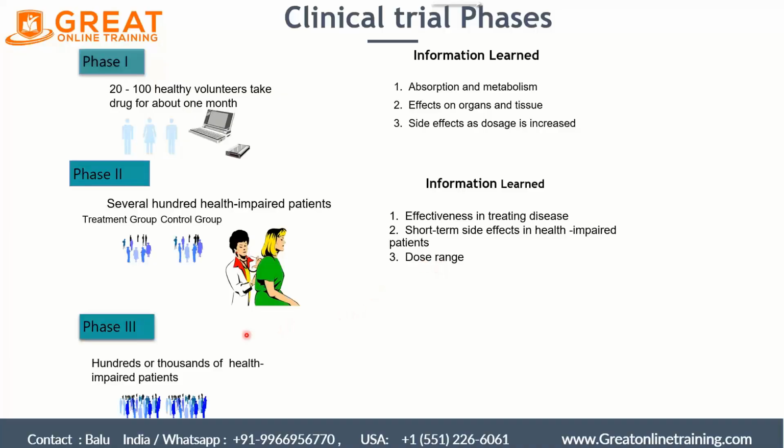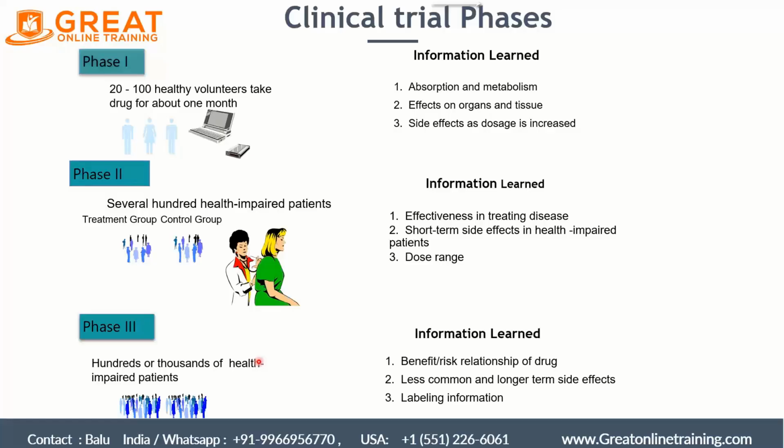After phase 2, there are phase 3 trials where hundreds or thousands of health-impaired patients receive the study medication. And these phase 3 trials also last for months, maybe a few years, where in phase 3 also patients are divided into a treatment group and a control group, where the treatment group will receive the study medication, and the control group will receive a comparator drug or a placebo.